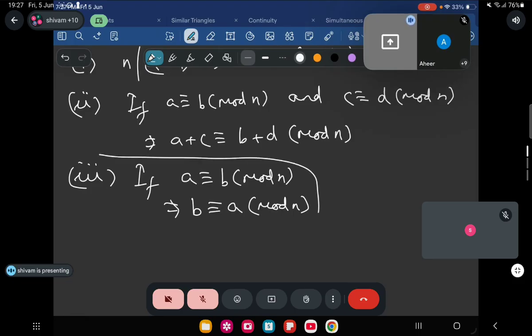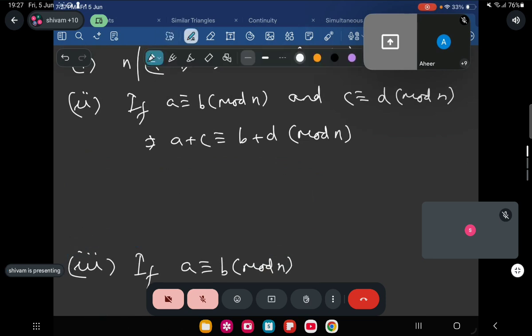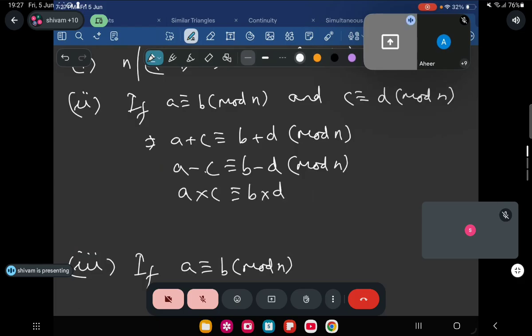Not only A plus C. In the second property, I'll extend it. Not only A plus C, A minus C is also congruent to B minus D mod n. You can subtract. Okay. Like in the first sum we saw. Like that subtraction is also possible. Multiplication is also possible. A multiplied by C is also congruent to B multiplied by D mod n.